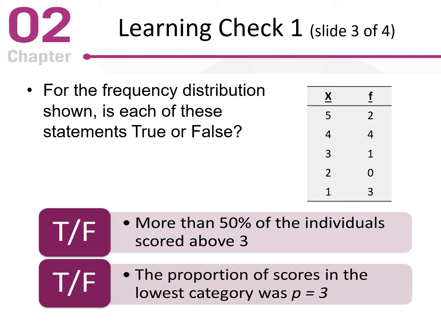Now let's look at the second statement. The proportion of scores in the lowest category was P equals 3. So look at the distribution here. And you see for the value of 3, we have one individual, the frequency is 1. However, if you look at the value of 2, the frequency is 0. So that is the lowest category. Rather than 3, the lowest frequency here would correspond to a value of 2. So the proportion of scores in the lowest category was not 3, it was 2. So that statement is false.